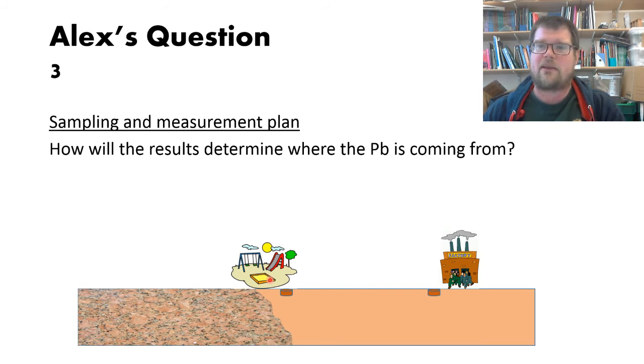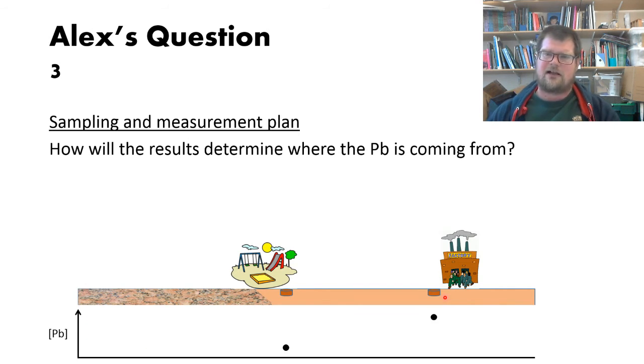Quite a lot of people discussed sampling from the soil. The bare minimum, I think, was a sample of the playground and a sample of the factory, and then you'd measure the concentration of lead somehow. This was along the right track, but it's not really sufficient to test where the lead is coming from. So imagine these are our results: we get higher lead near the factory than the playground.